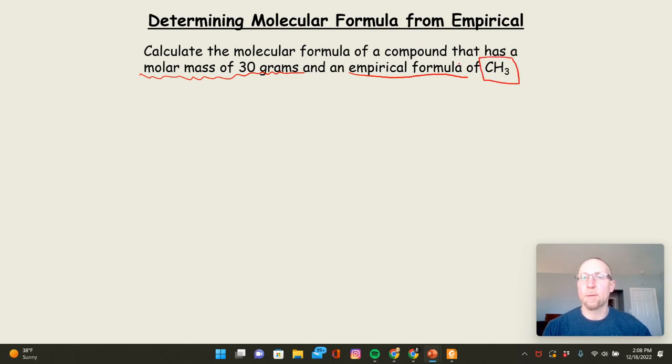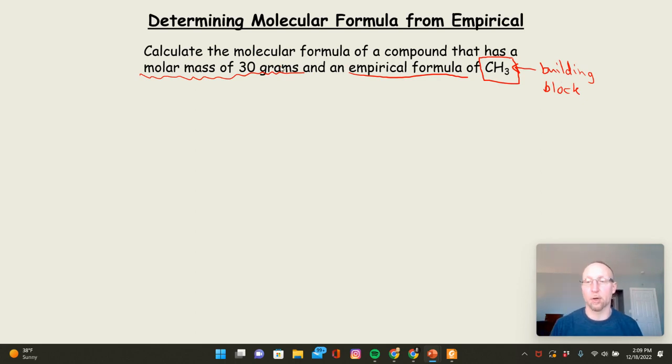Okay, so now remember what these two things are. The molecular formula is the actual representation of the number of atoms in the molecule, and the empirical formula is the simplest whole number ratio. And the molecular formula is always going to be a multiple of the empirical. The way I like to look at it is think of the empirical formula as the building block. This is your building block, and you want to make the molecule, which is the whole thing.